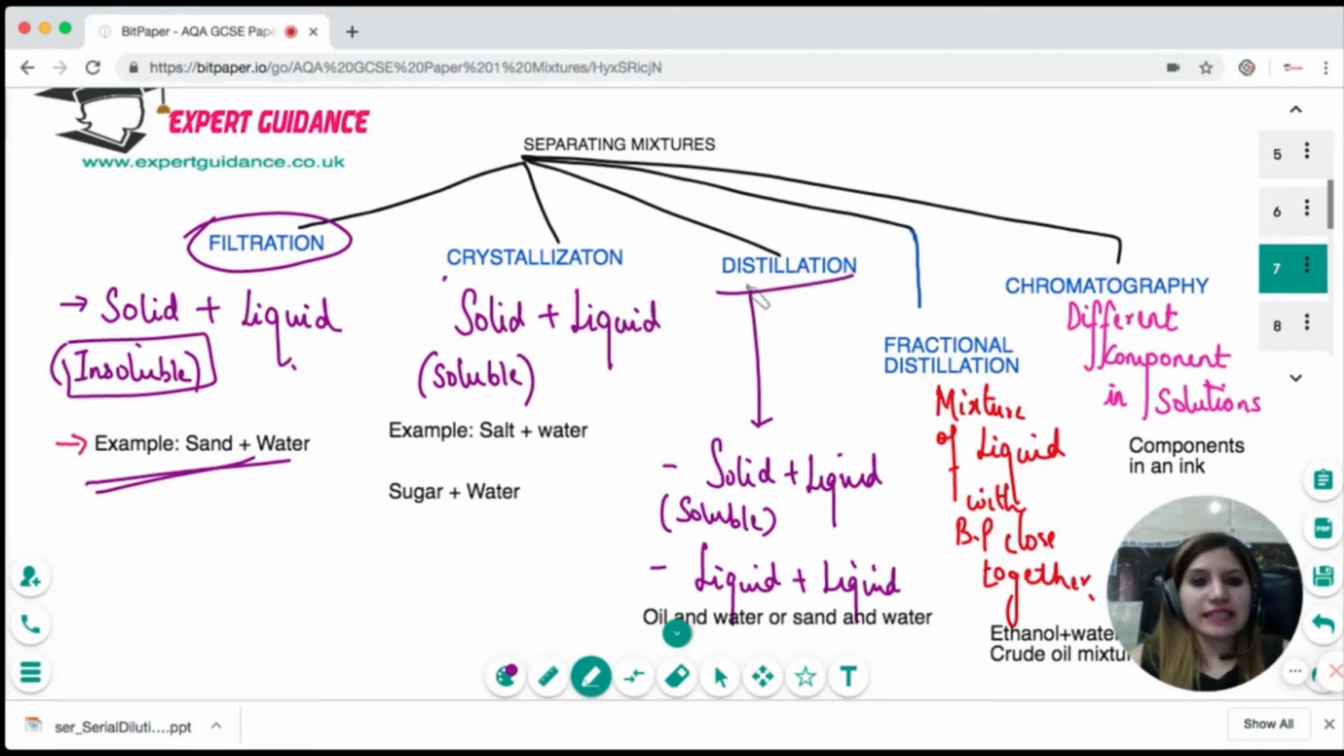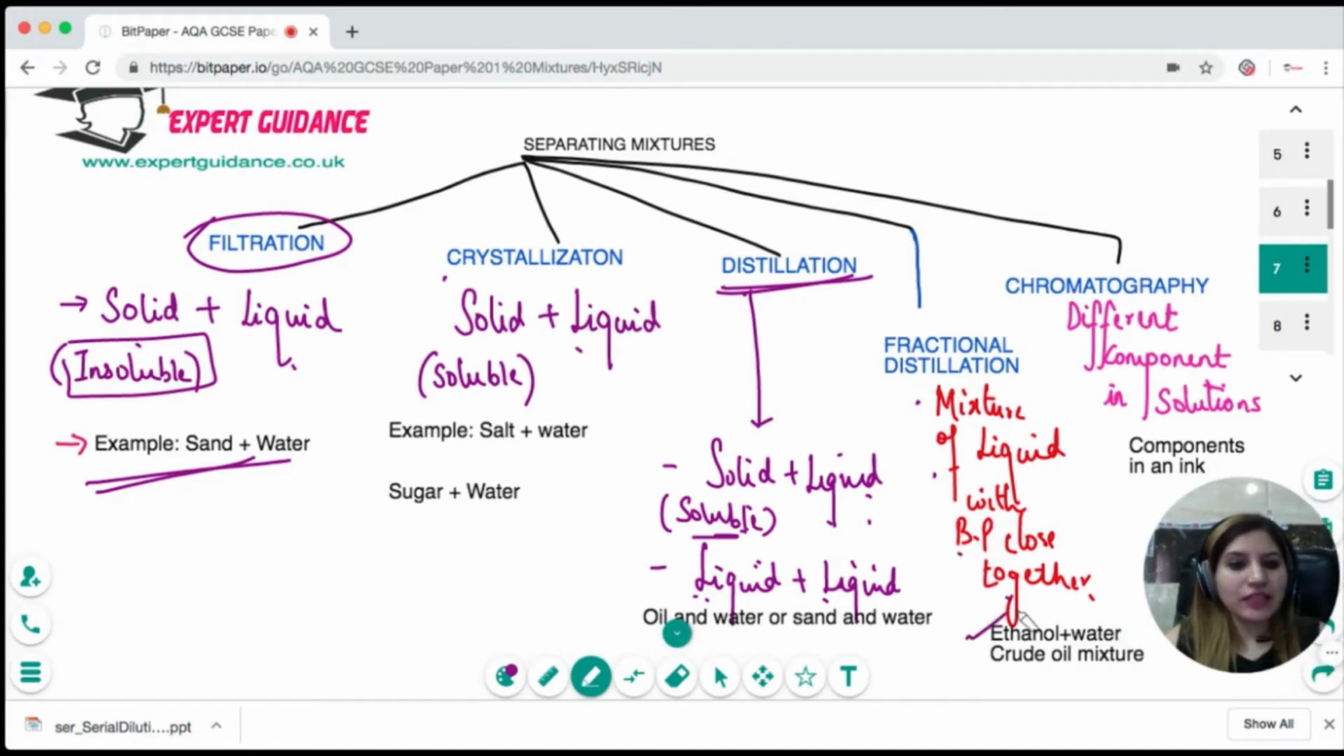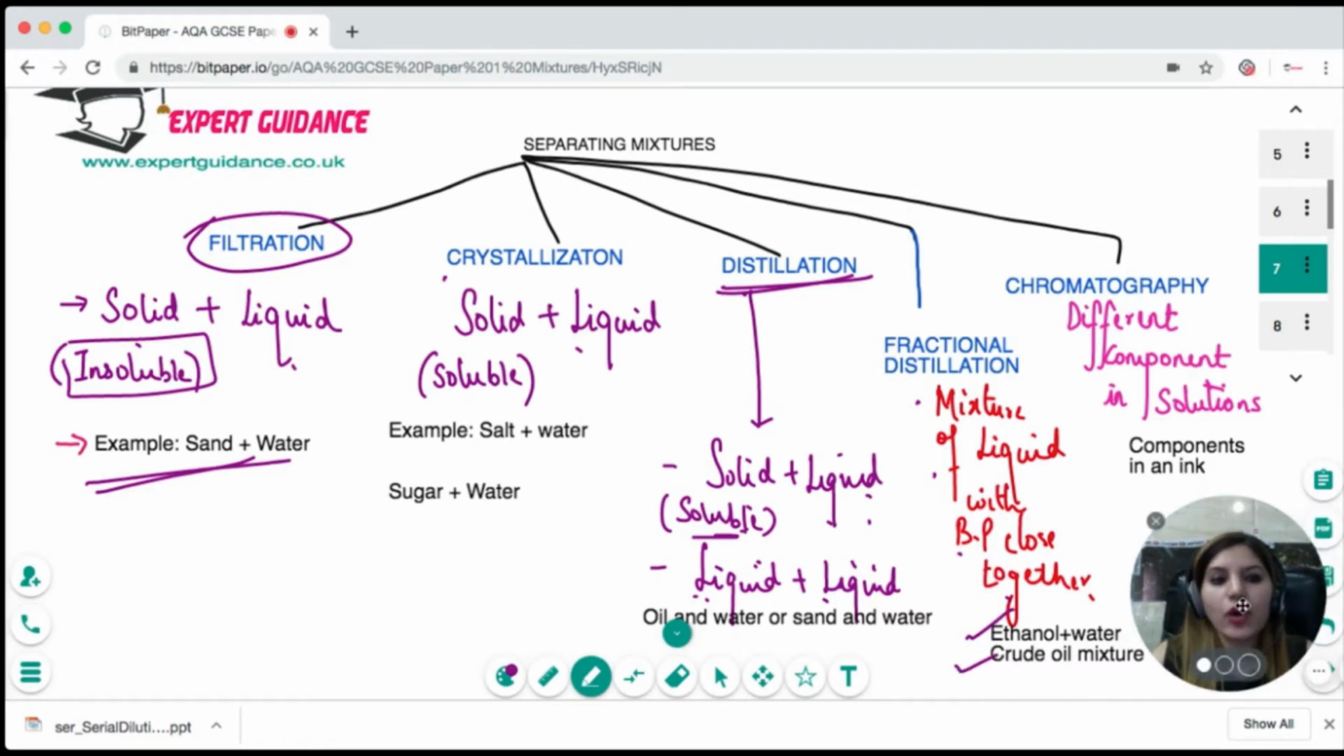Next is distillation. Distillation can be used when you have a solid and liquid, where the solid is soluble. You can also use crystallization, but in crystallization, the liquid is lost. It is evaporated. But in distillation, you can collect the liquid, or you can take 2 liquids which have different boiling points. Next, you have fractional distillation. Fractional distillation is for a mixture of liquids where the boiling points are close together. Example, ethanol and water, or the mixture of crude oil. Or chromatography, for the different components in a solution. For example, components in an ink.